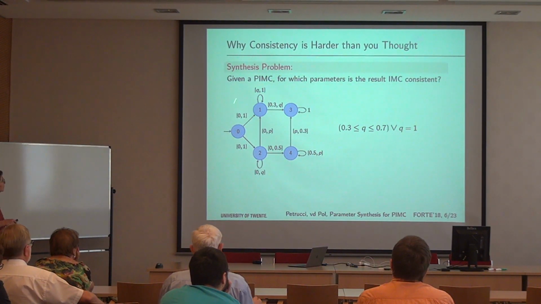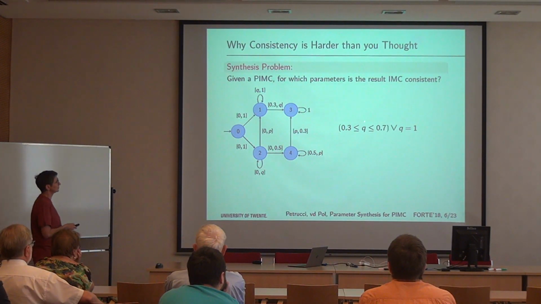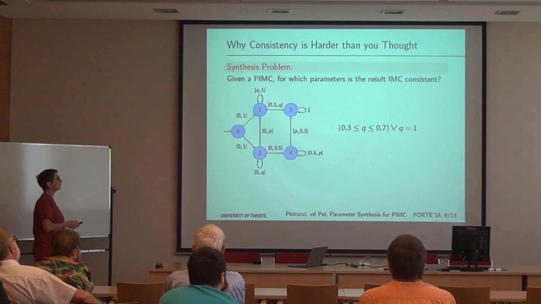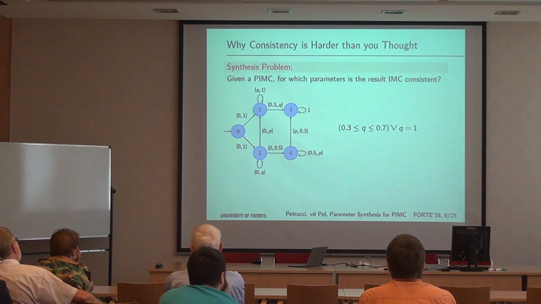Then when I have parameters on arcs, it's a bit more tricky. If we do the synthesis for this model, we obtain this result, saying that Q, it's interesting because you don't have P in here, so what about the value of P? You should have Q between 0.3 and 0.7, or Q equal to 1. That is the result for it to be consistent.